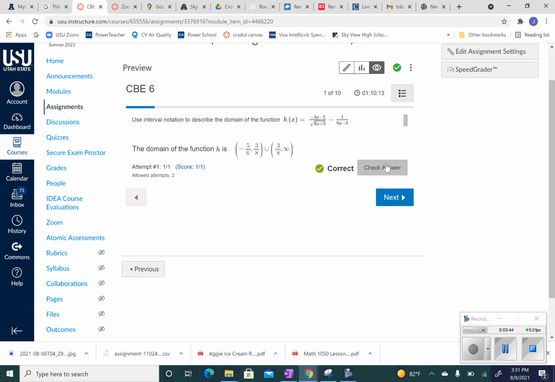So two things to remember. No 0 on the bottom of the fraction, and no negatives inside the square root. So you're always going to take the inside of the square root and make it greater than or equal to 0. And you're going to make sure you don't get a 0 on the bottom of the fraction. And then using that number line as far as writing with interval notation is a great help. So I would do that also.